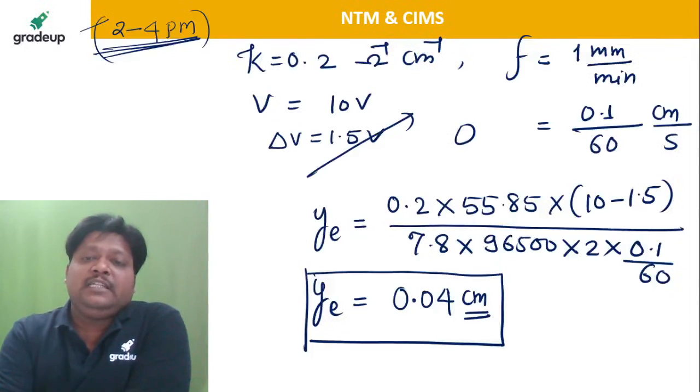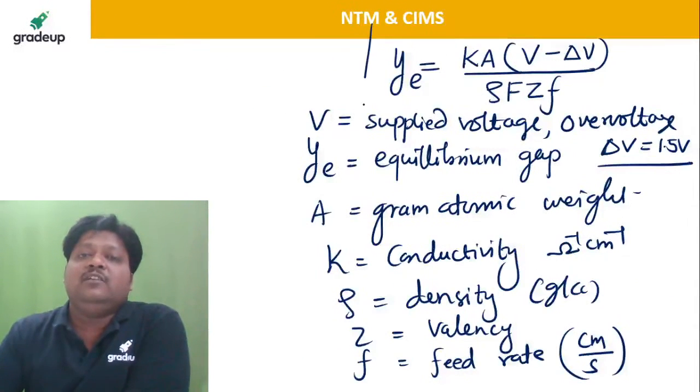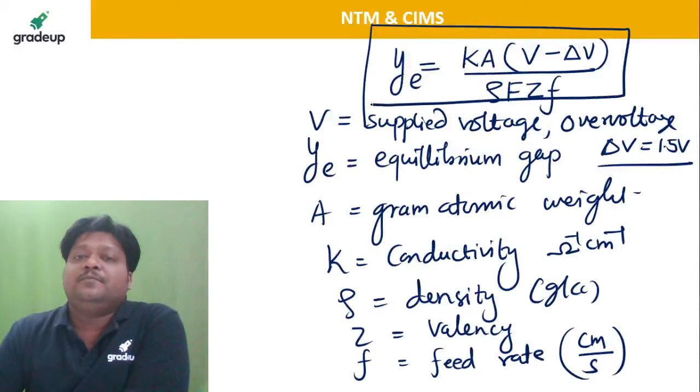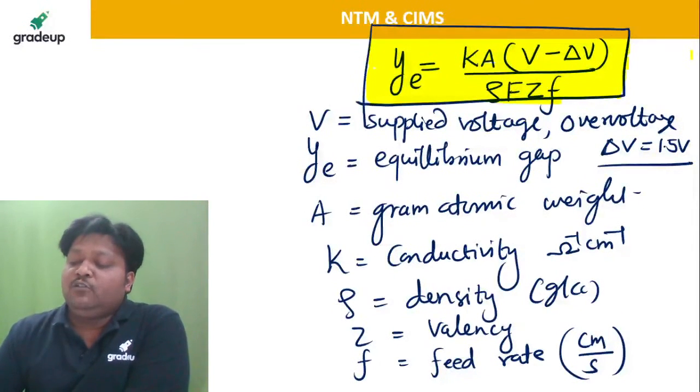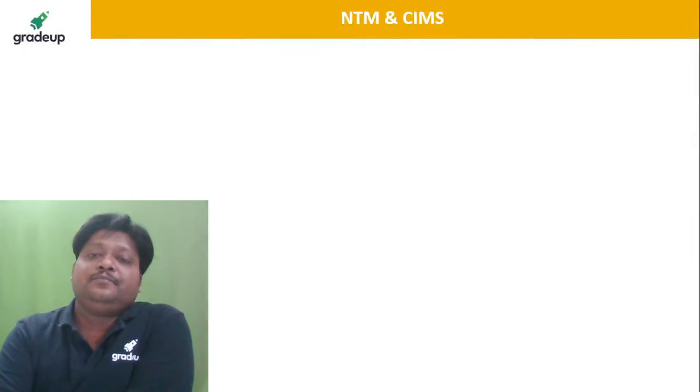So which is the formula that you have to keep in mind? This formula for the equilibrium gap. No doubt we can derive this equation. How does it come? This is actually given with the kinematics and dynamics of the ECM. From that we can derive this equation. Clear? Shall we go for the next? Now solve this question.